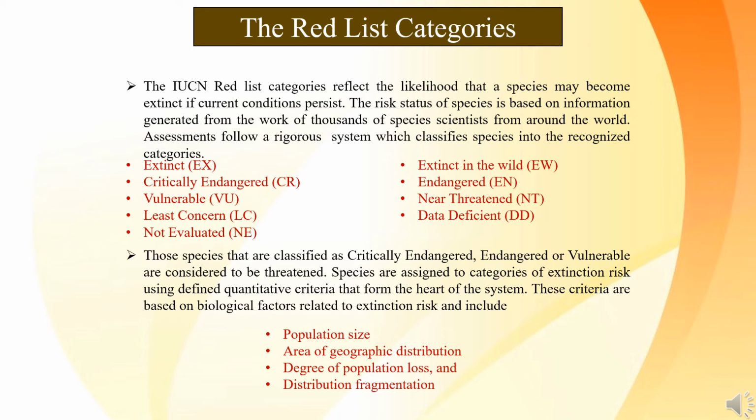Those species that are classified as critically endangered, endangered or vulnerable are considered to be threatened, and the species are assigned to categories of extinction risk using defined quantitative criteria that form the heart of the system. These criteria are based on biological factors related to extinction risk and include population size, area of geographic distribution, degree of population loss, and distribution fragmentation.